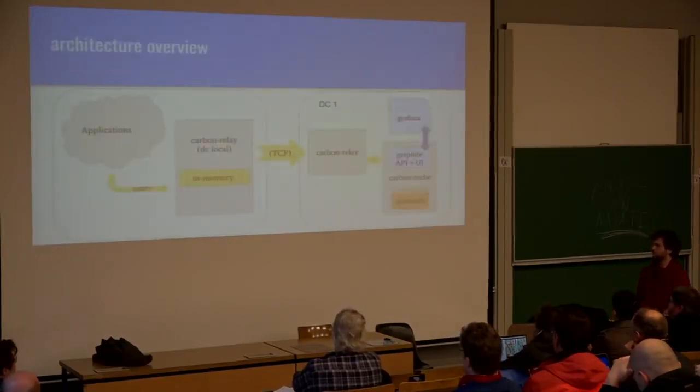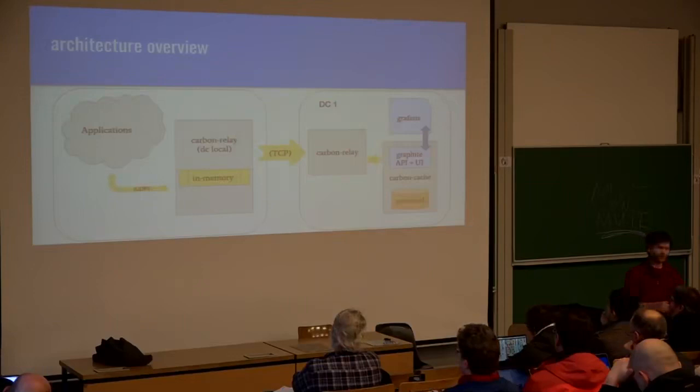So we've seen the two components of Graphite, and that's the overall architecture. If you have a simple setup, you will have just your application, Carbon, Graphite Web, and that's it. Since we're pretty big, we can't just do that.